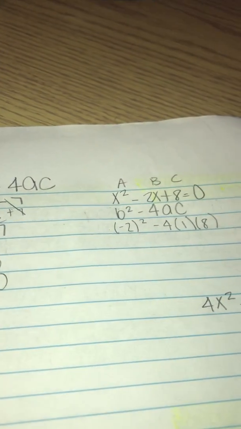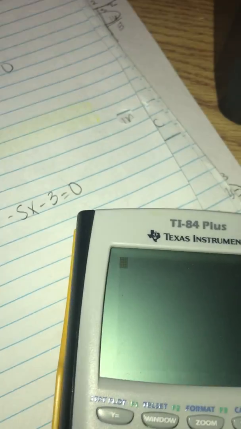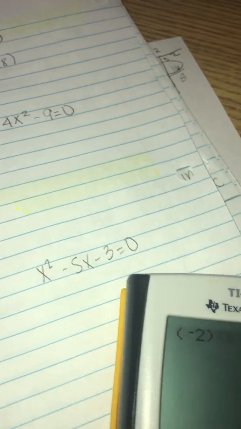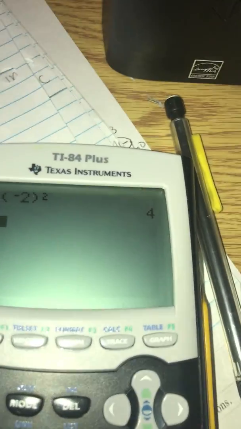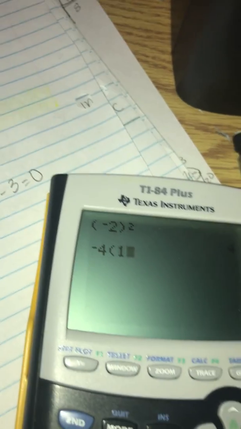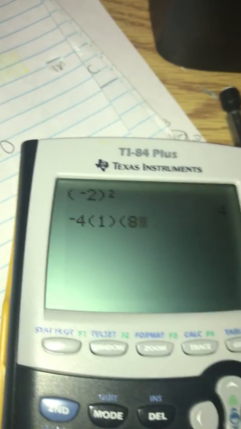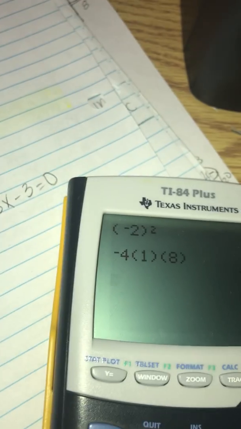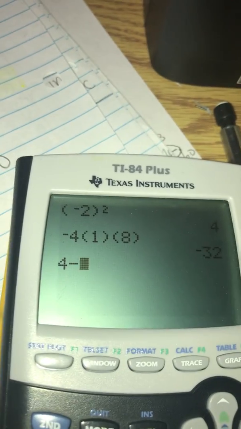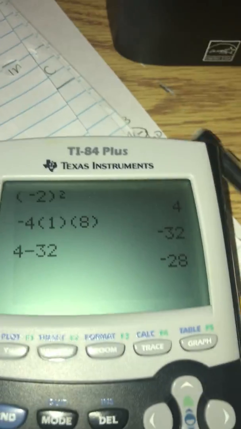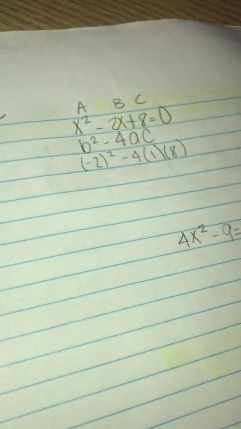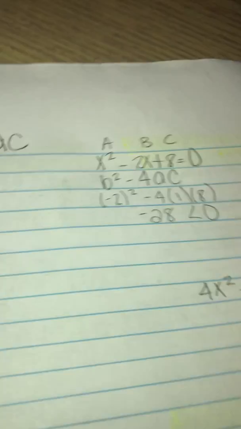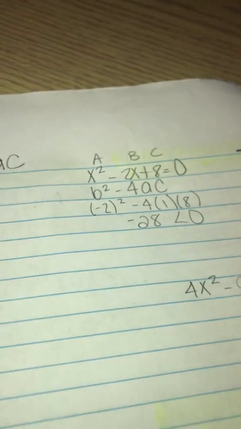Now we'll just plug it into the calculator, show you. Negative 2 squared, if it's in parentheses, it's always positive, is 4. And then negative 4 times 1 times 8 is negative 32. And 4 minus 32 is negative 28. And negative 28 is not greater than 0, so that one is not.